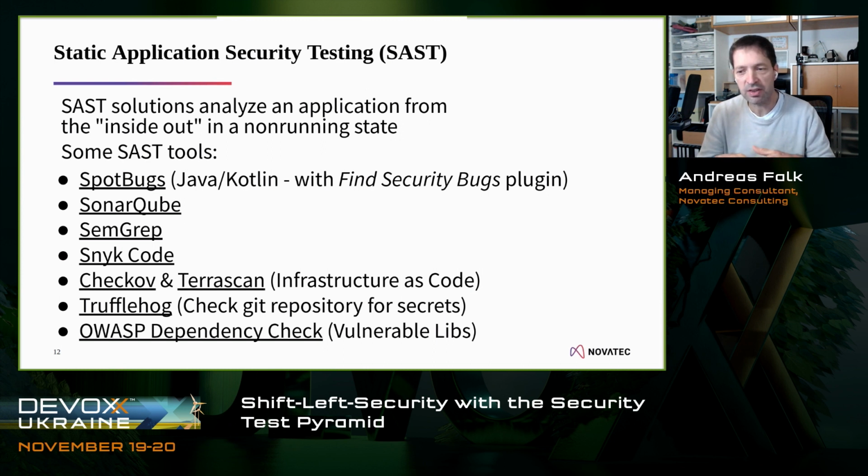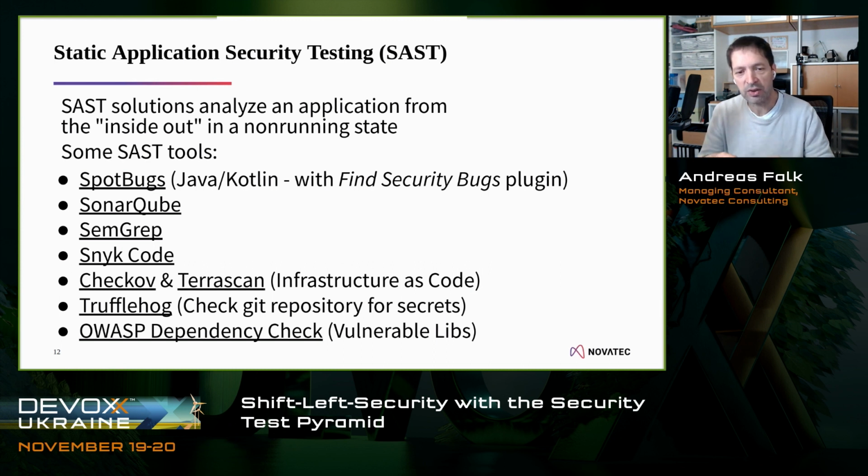Semgrep is a quite universal static application security tool. It supports plenty of programming languages, from Python, JavaScript, TypeScript, and so on. Snyk Code is an example of a commercial tool you can use. You can start for free with Snyk Code already, so you can easily install it as a plugin into your IntelliJ and then easily check that.